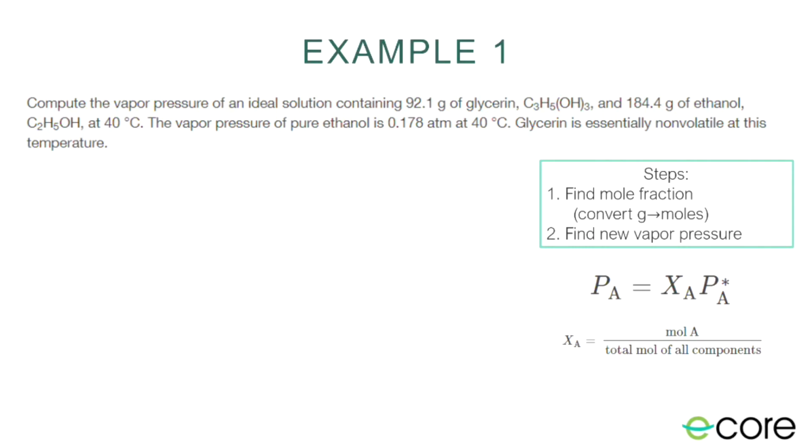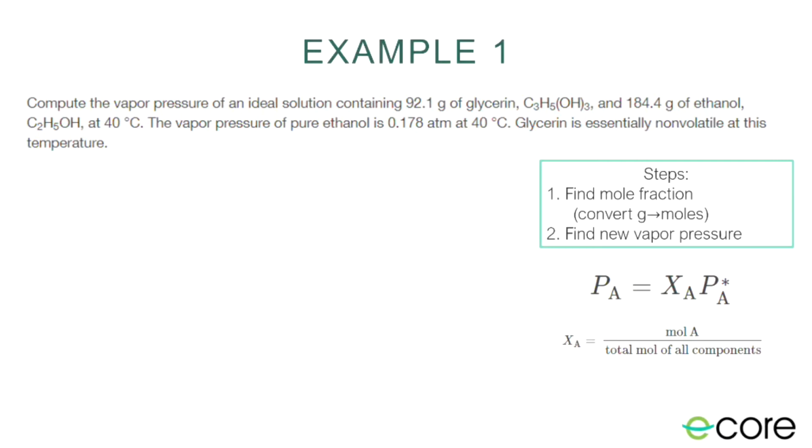It says, compute the vapor pressure of an ideal solution containing 92.1 grams of glycerin and 184.4 grams of ethanol at 40 degrees Celsius. The vapor pressure of pure ethanol is 0.178 atm at 40 degrees Celsius. Glycerin is essentially non-volatile at this temperature. Okay, so it's telling you glycerin is the solute that we're mixing in.